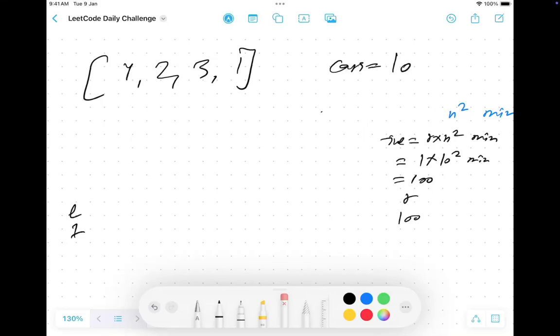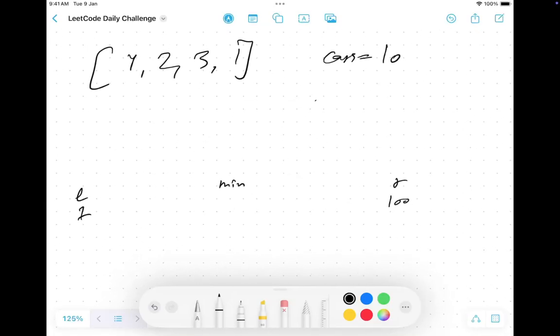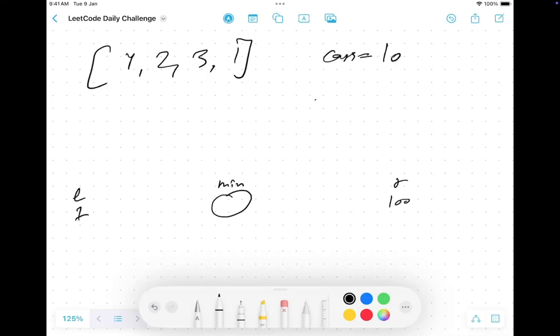Okay, so we have these times, and between this range there is some value which is the minimum time that we can guarantee is enough to repair 10 cars, right? So we know in the worst case it will take him 100 minutes, but we want to find out the minimum time to repair 10 cars. Okay, so how much time?